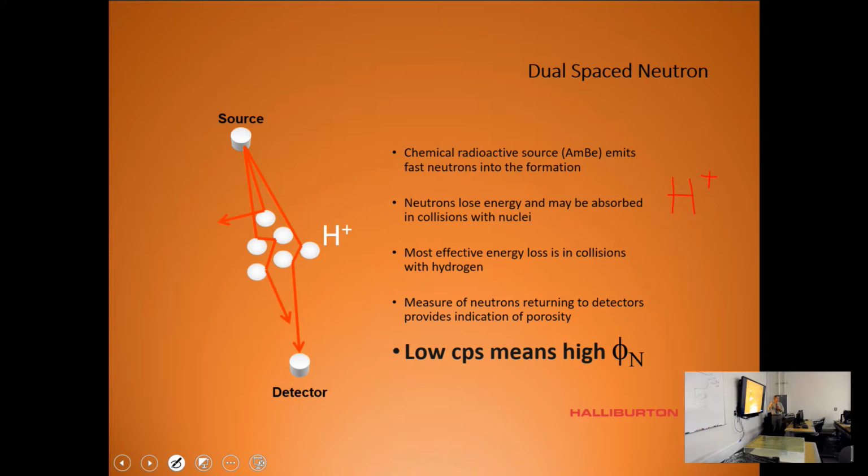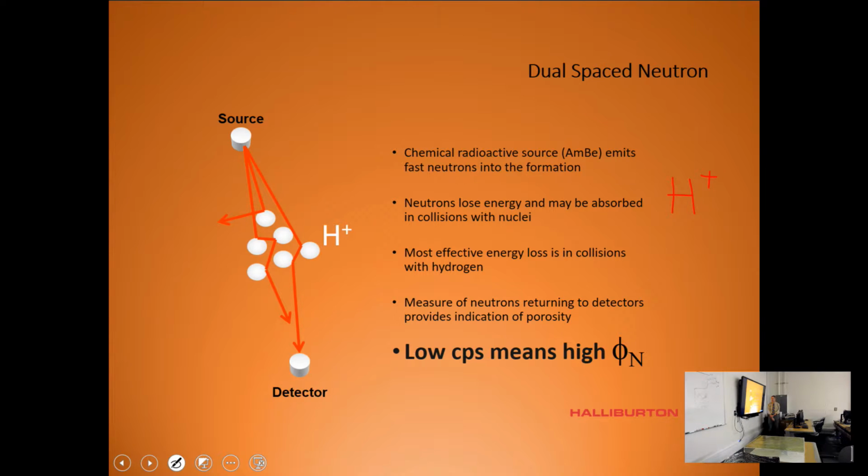So there's lots of ifs, right? If all of those things are true, well then your counts per second at your detector is just a proxy for porosity. Okay, and we put the little n here just to remember that it's a model porosity. It's not the porosity. We don't actually have a tool that measures deep porosity. It's not what we're talking about today. So what you're doing is you're measuring the neutrons that return to the detectors, and that's an indication of porosity.